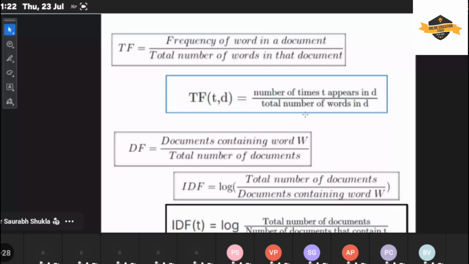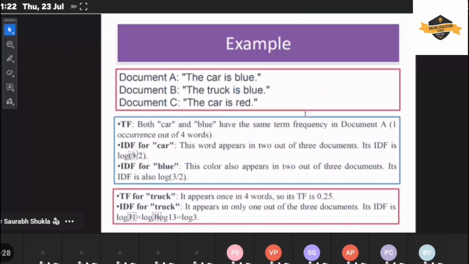Okay. Then, the car is blue, the truck is blue, the car is red. You have 3 documents. You calculate the term frequency, you calculate the inverse document frequency, and then you can find the importance of these words which are changed in this way.